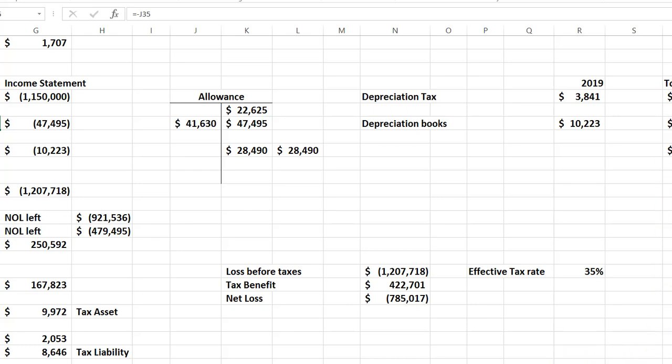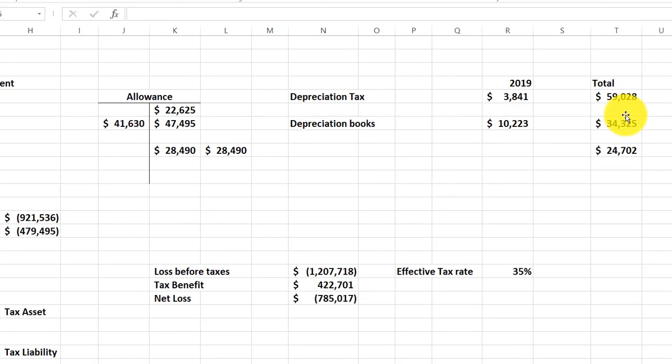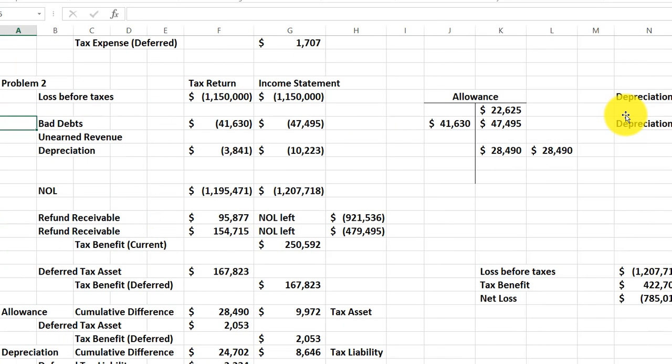Whoops, get over a little further. There we go. You can see those numbers. All right, and then so that's your taxable income, or in this case, net operating loss. This is what the income statement would show, because you see the difference between the two.